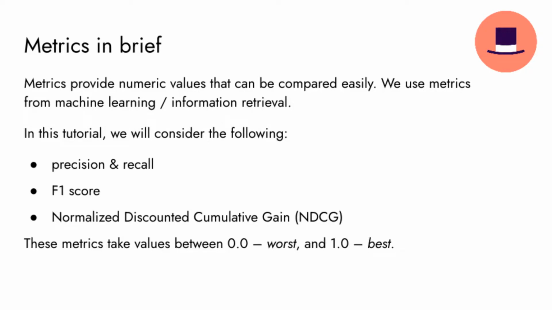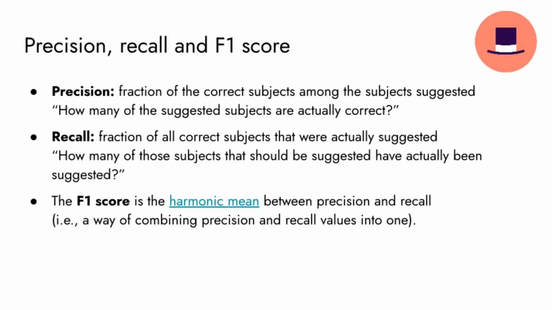Let's first take a look at the precision. The precision is the fraction of correct subjects among the subjects suggested. It answers the question, how many of the suggested subjects are actually correct? Then, the recall is the fraction of all correct subjects that were actually suggested. Recall answers how many of those subjects that should be suggested have actually been suggested.